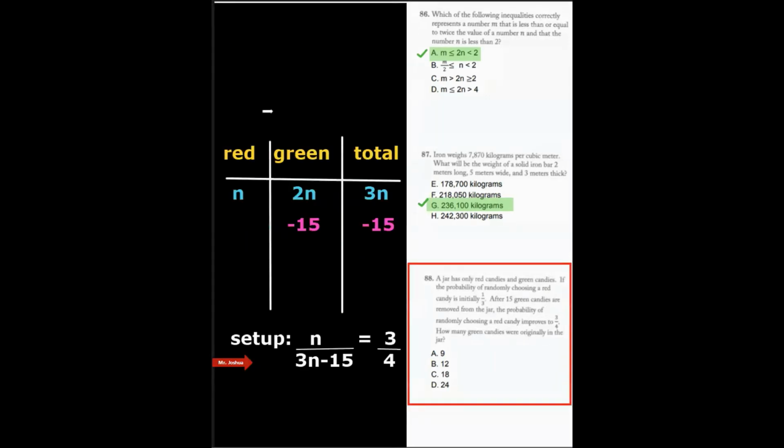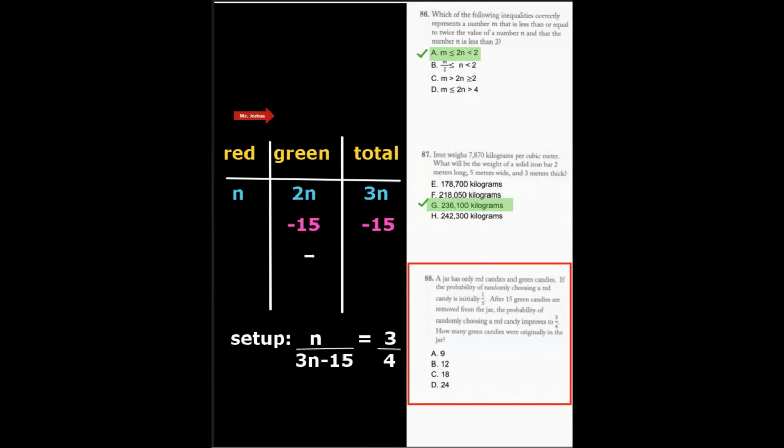Question 88. A jar is only red candies and green candies. If the probability of randomly choosing a red candy is initially 1/3. After 15 green candies are removed from the jar, the probability of randomly choosing a red candy improves to 3/4. How many green candies were originally in the jar? Well, red is n, green is 2n, and the total was therefore 3n. Because that's the ratio 1 to 3.